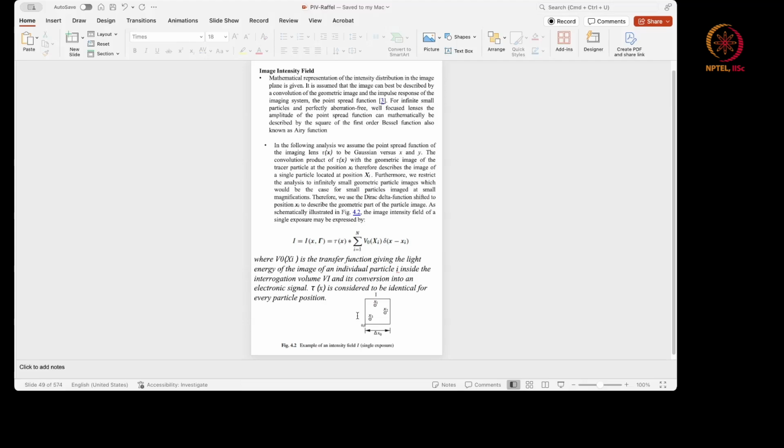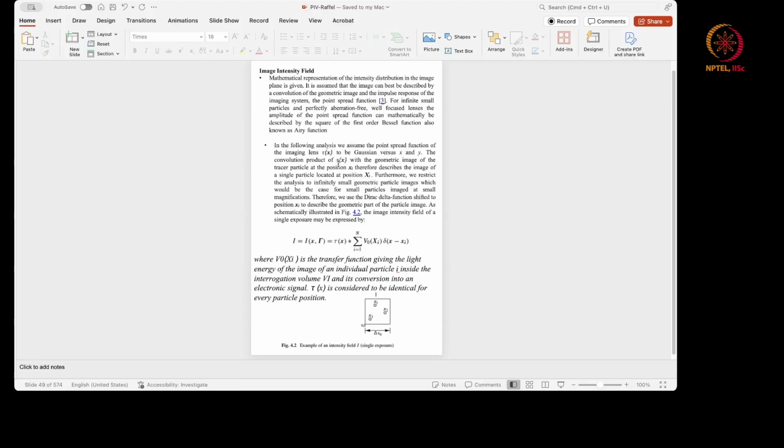In the analysis, we are going to assume that the point spread function of the imaging lens, which is tau(x), is Gaussian versus x and y. So we are going to say that this point spread function of the imaging lens is Gaussian.